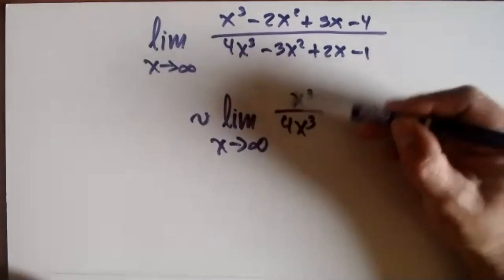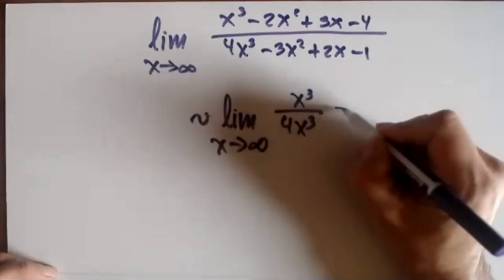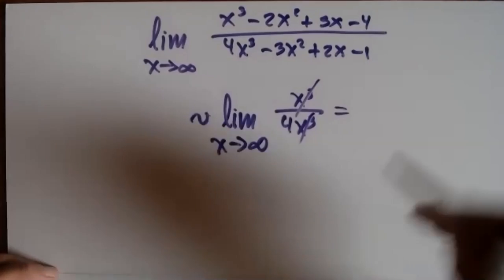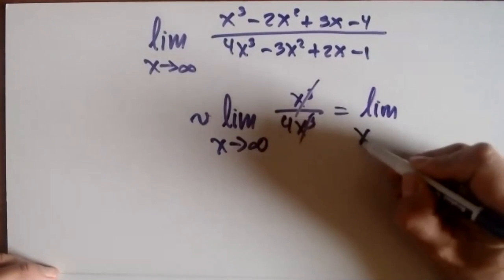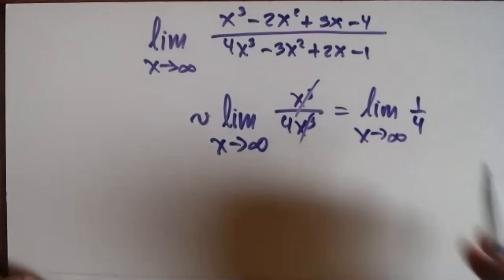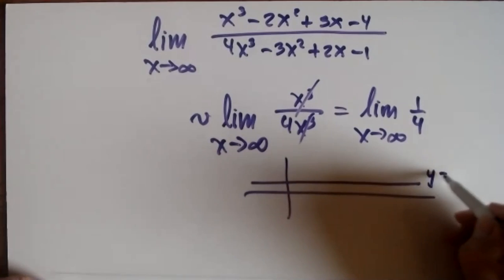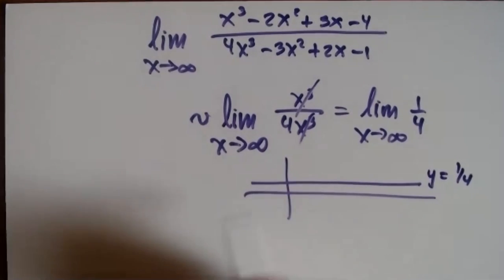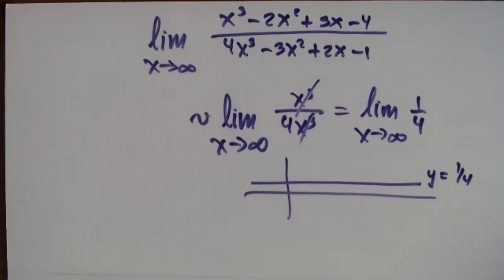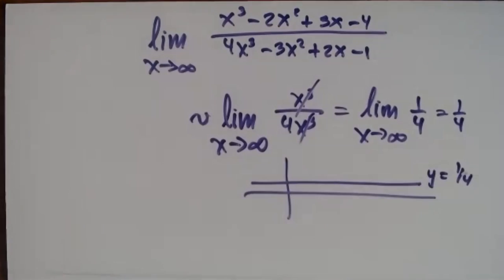Now, what algebra can you do here, Leonel? What can you do with the x cubes? Cancel out, correct. So this is the same. If you cancel out the x cubes, this is the limit at infinity of 1/4. And this is a horizontal line, correct? If you graph 1/4, it is this one. This is y equals 1/4. What is the limit at infinity of 1/4? 1/4, correct. The limit at infinity of a constant is the constant, so this is my answer.